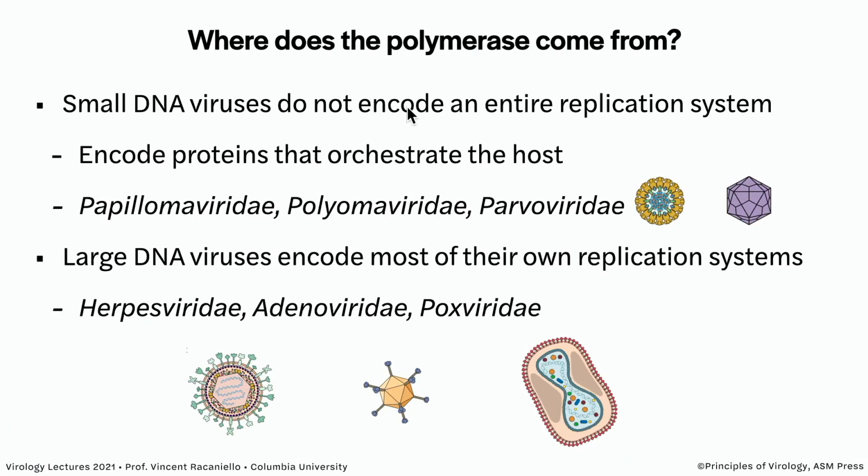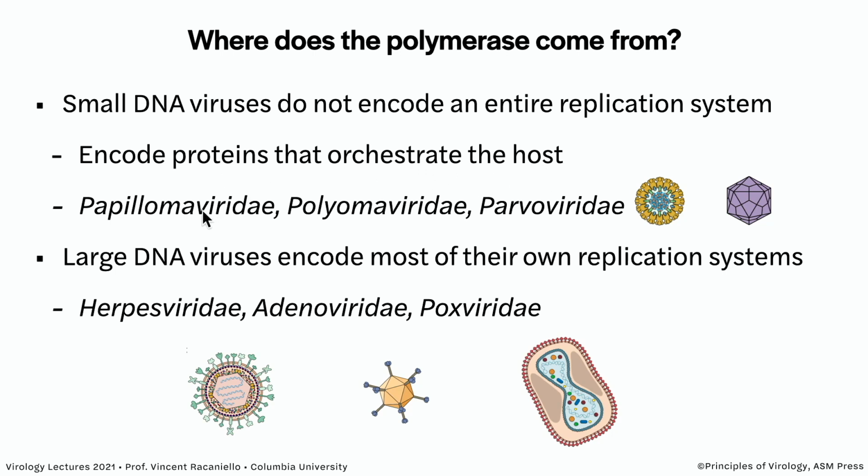So where does the polymerase come from? I've already told you this. The small DNA viruses don't encode the polymerase. They encode proteins which we say orchestrate the host, have the host copy their genome. And that's not a simple feat. For one or two molecules of viral DNA to enter the nucleus, you think they're going to have the cell machinery pay attention to it? No, they're going to be ignored. So they have to have a way to attract the cellular machinery. That's what we mean by orchestrate. We're going to talk about how that works today.